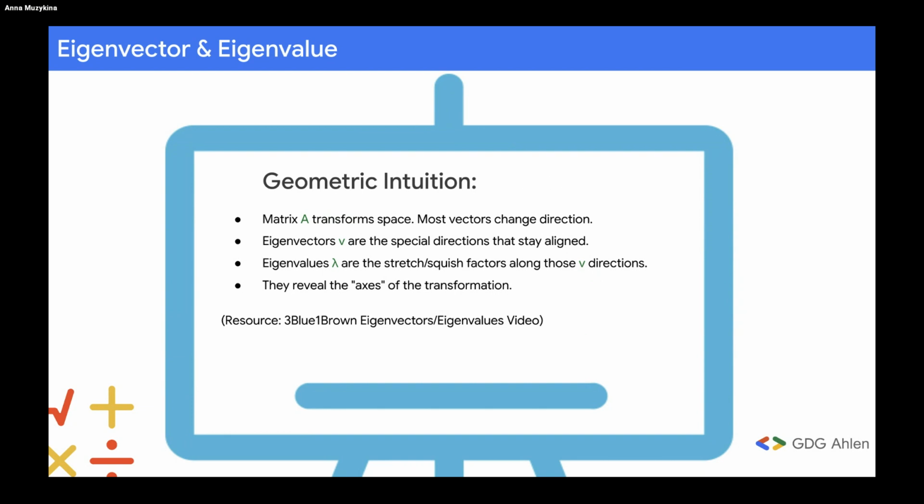Maybe space gets stretched by a factor of 3 along one eigenvector direction, when lambda equals 3, and shrunk by a factor of 0.5 along another, lambda equals 0.5. So, eigenvectors and eigenvalues essentially reveal the underlying axes of the transformation's action. The directions along which the transformation acts purely as a stretch or squish, potentially with a flip if lambda is negative.